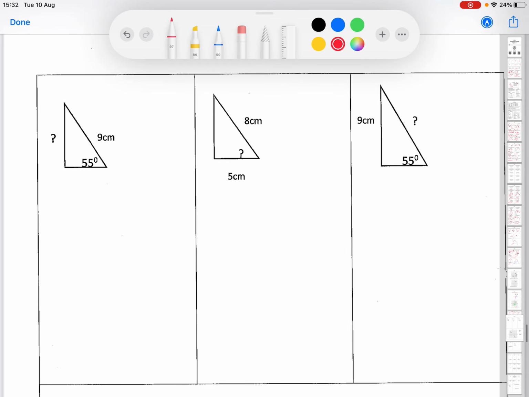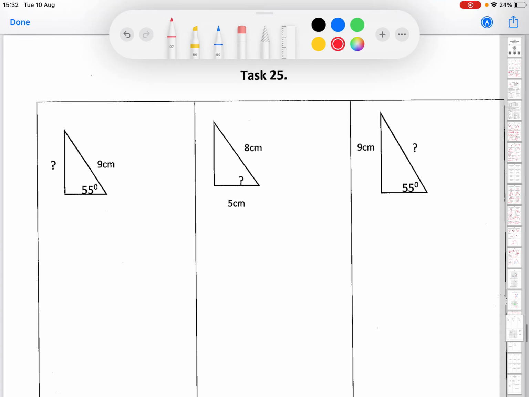Okay, I'm going to go through tasks 25 and 26, which is a recap of everything we have done so far. So the first couple of questions are all about trigonometry. Trigonometry is used when we've got a right angle triangle, we've got two lengths and a side. With our first one, the first thing you want to do is write down SOHCAHTOA.